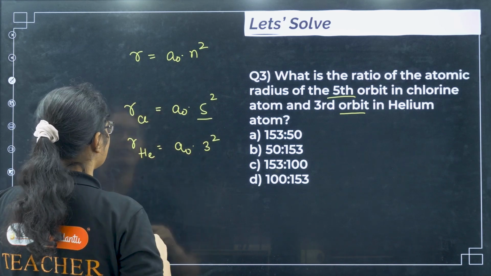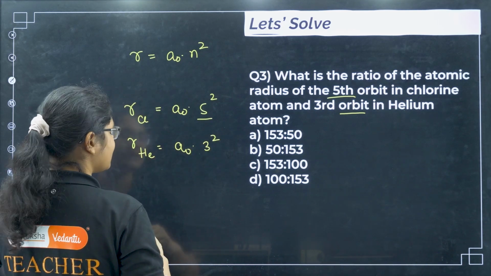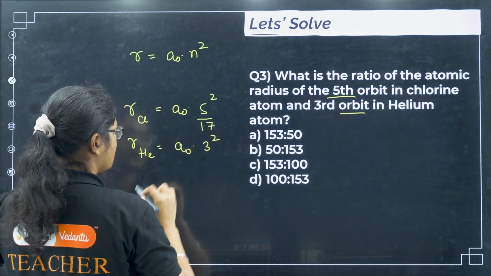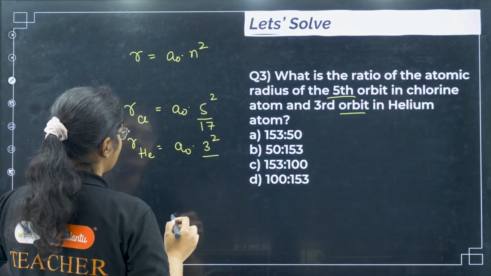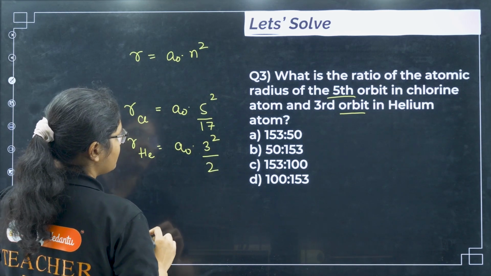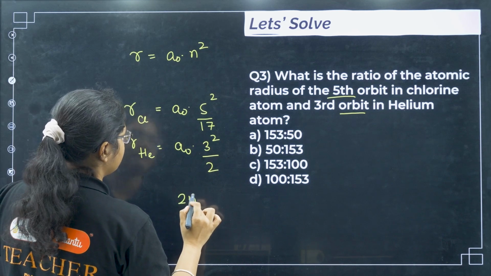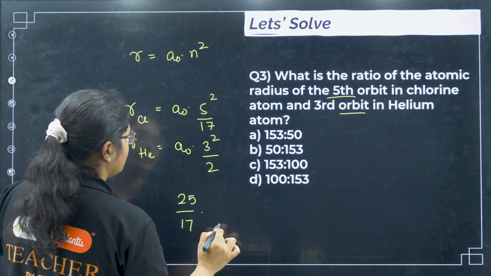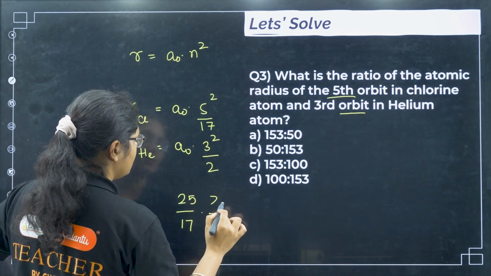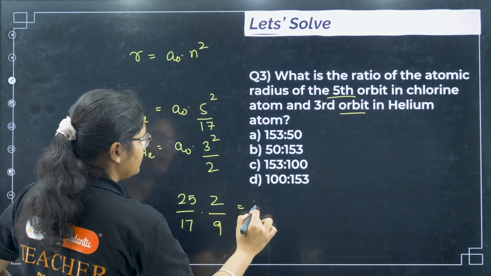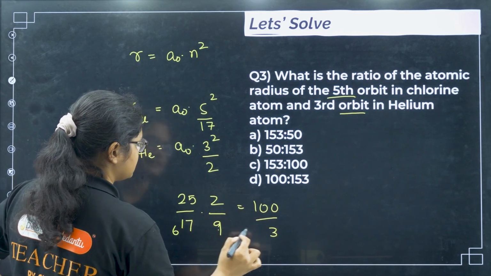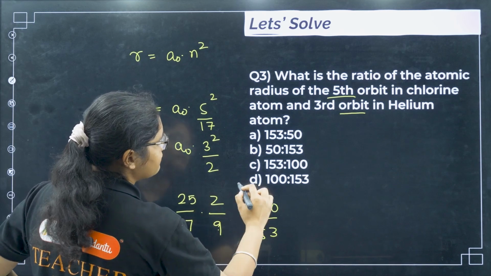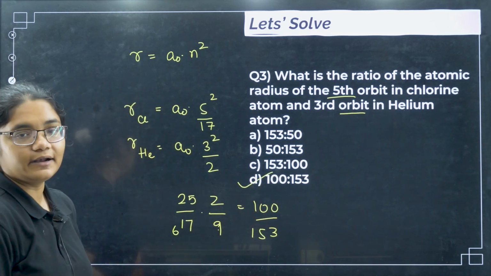So chlorine atomic number is 17, right? Chlorine atomic number is 17 and helium 2. So I have here 25 by 17 into 9 by 2. So I will get 100 divided by 9 sevens are 63, 9 ones are 6 plus 5, 100 by 153, that is option number D here.